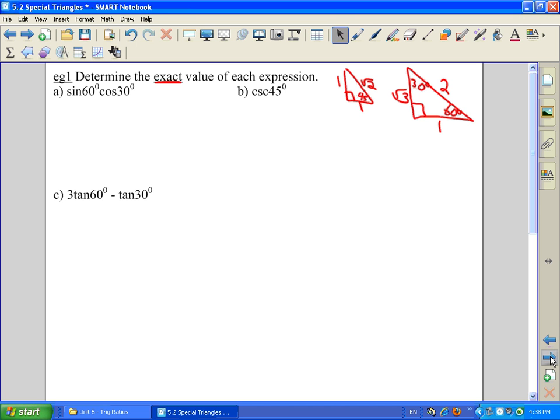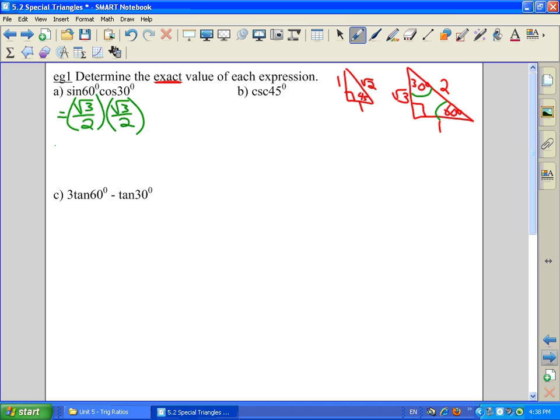So let's take a look at this. Part A says sine 60 cos 30. Those mean to multiply, guys. So you're going to multiply those together. So first of all, sine of 60, go over to 60 here and take the sine. So the sine is the opposite, which is root 3 over the hypotenuse, which is 2. So this equals root 3 over 2 times cos of 30. So go to the 30 as your angle of reference up here. And cos of that, folks, is root 3 over 2.